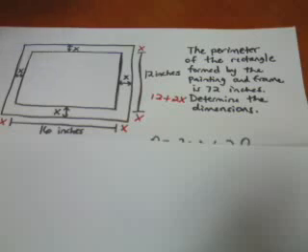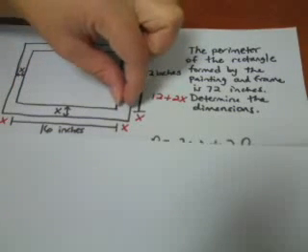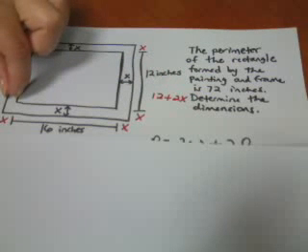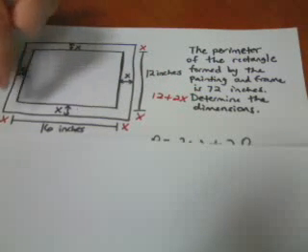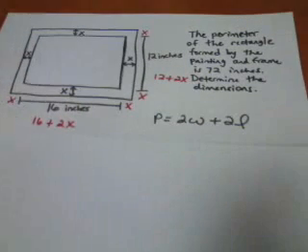And you do exactly the same thing for the length. This is 16, this little distance here is x, and this little distance here is x. So again, you add everything up, you get x plus 16 plus x, which gives you 16 plus 2x. Now because this problem mentions the perimeter, you need to know or remember what the formula for perimeter is. And perimeter is equal to 2w plus 2l.